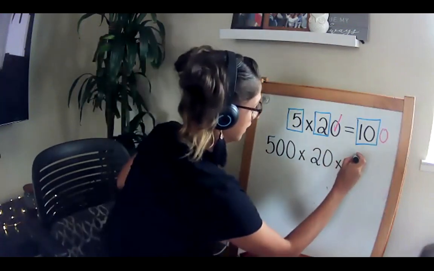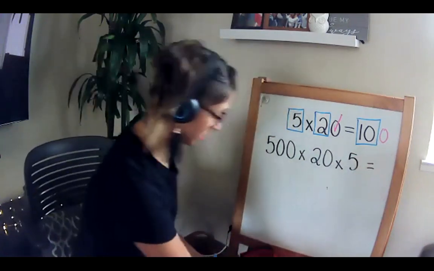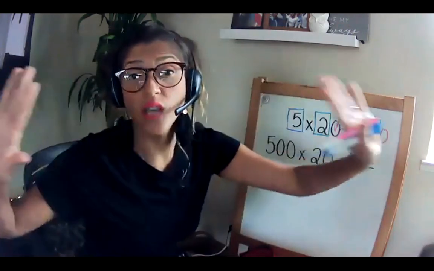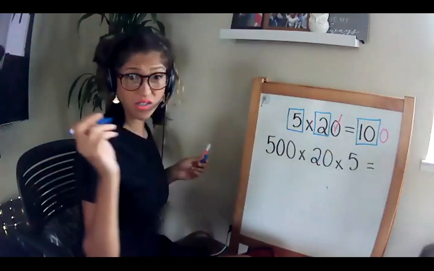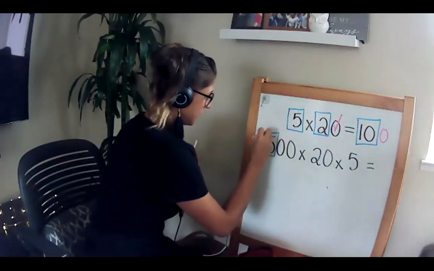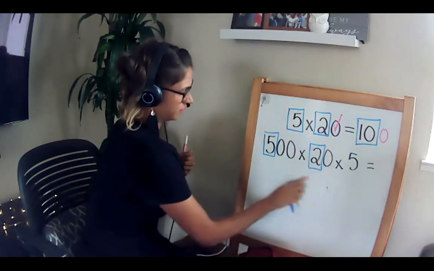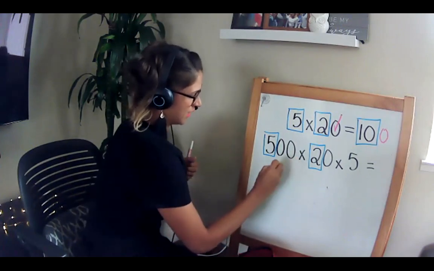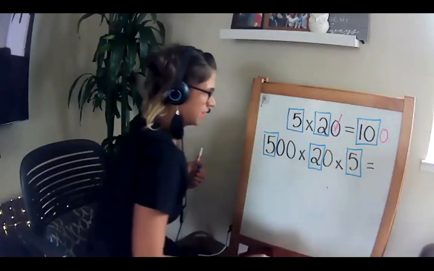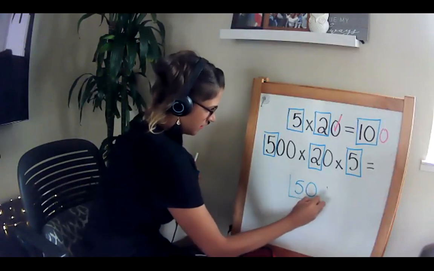All right, this is going to be a lot of zeros, guys. I put 3 factors. We're going to do the same steps. Box your basic facts. 5 times 2 is 10. 10 times 5 is 50.